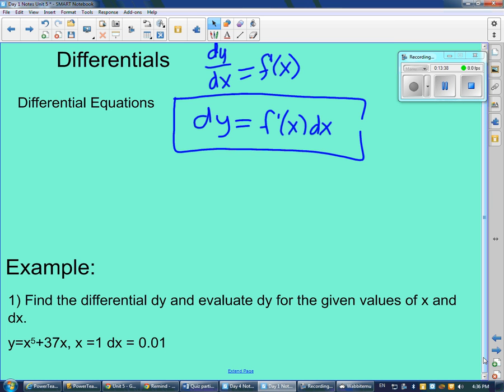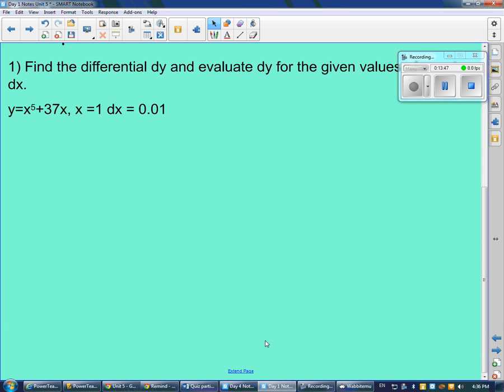Okay, so our first example says find the differential dy and evaluate dy for the given values of x and dx. So we're going to use that equation: dy equals f prime of x dx. So we need to find f prime of x.